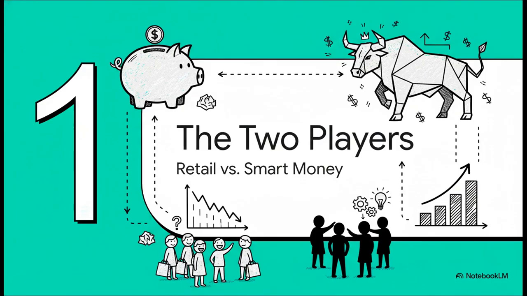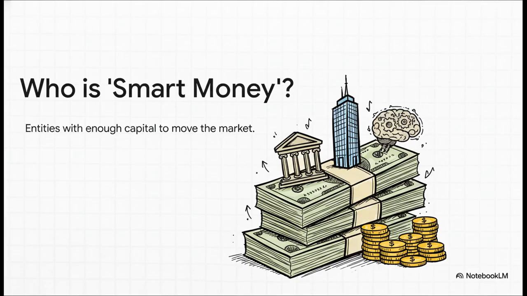All right, first up, let's get crystal clear on the two sides of this game: retail versus smart money. It's crucial to understand who they are and, more importantly, what really drives them. So when we say smart money, who are we actually talking about? Well, think of the heavy hitters, the major banks, the huge financial institutions, massive hedge funds, even sophisticated algo traders. What do they all have in common? It's simple. They have enough capital to literally move the market.